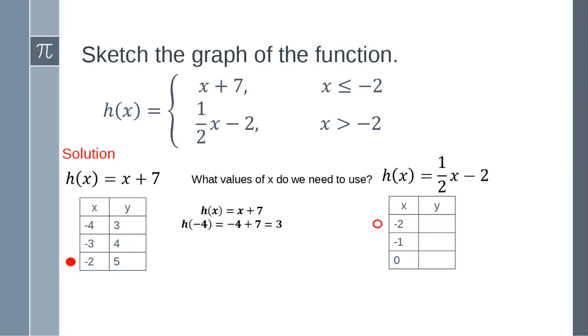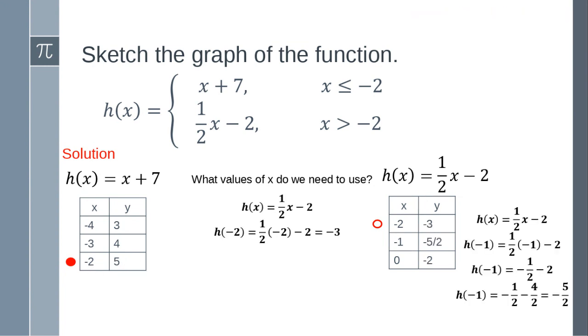So let's go ahead and plug them in. When I have x equals -4, my y value is 3. When x is -3, my y value is 4. When x is equal to -2, my y value is 5. And for my second equation, when x equals -2, my y value is -3. When x equals -1, my y value is -5/2. And when x equals 0, my y value is -2.